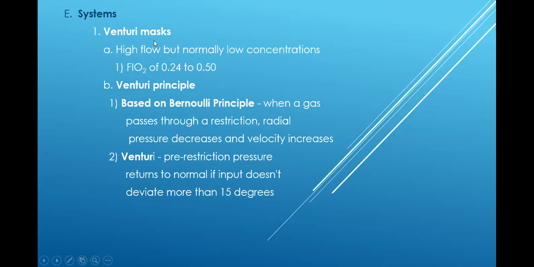All right, so the first high flow system we're gonna talk about is the Venturi mask. A Venturi mask is a high flow, but normally low concentrations. Like you asked me earlier, do you have to be on a low flow for low oxygen? It doesn't matter, okay? You can give low concentrations or high concentrations with a high flow device. It's even better because I can guarantee what you're gonna get, okay?